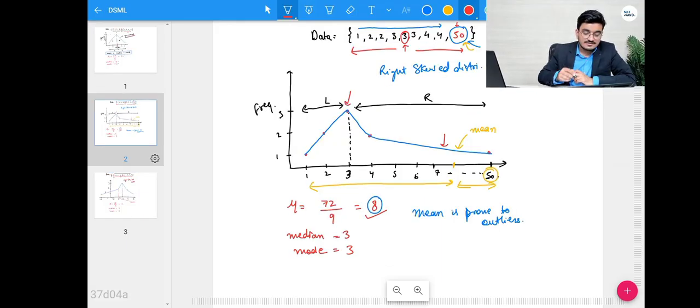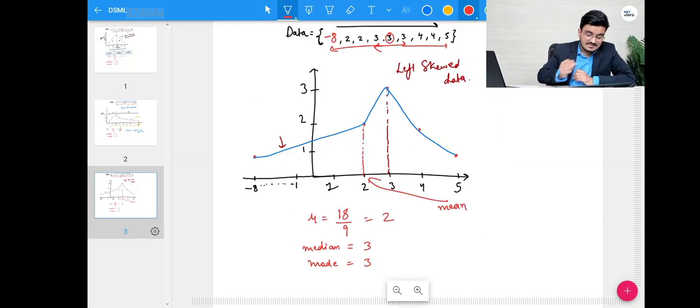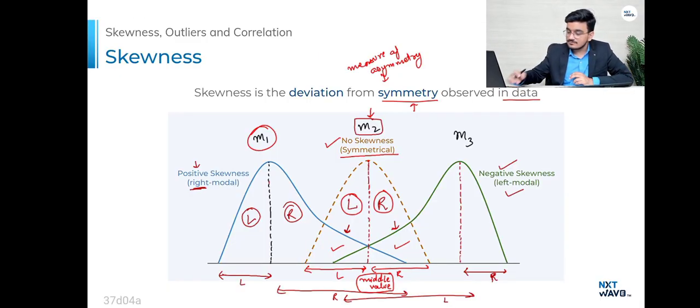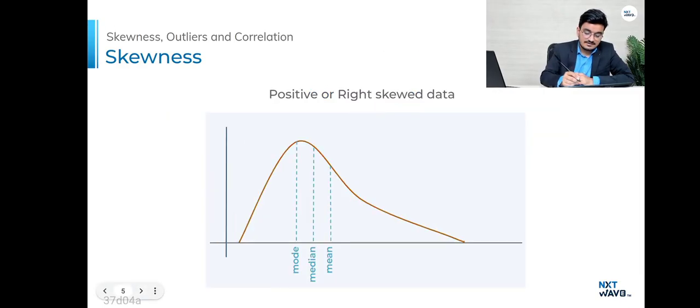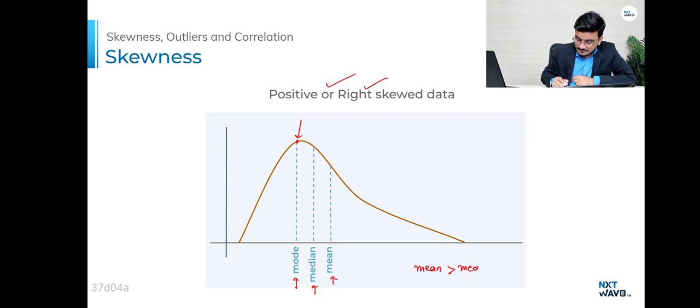So what happened with right skewed data? Our mean shifted towards the right of the central value, right? But in this case, it shifted towards the left of the central value. So what we can deduce from this information is that if our data is positively skewed or right skewed, the mean will be towards the right, median will be in the middle, and mode will be the most frequent element, which will be somewhere around here, right? We can say that mean is greater than median, which is also greater than mode in case of right skewed data.